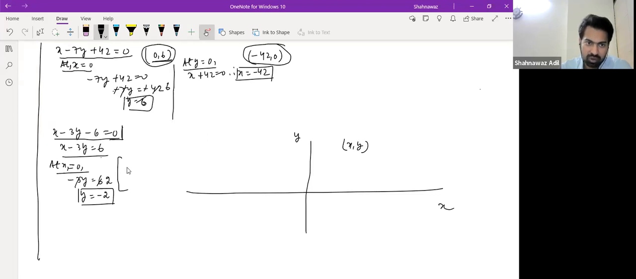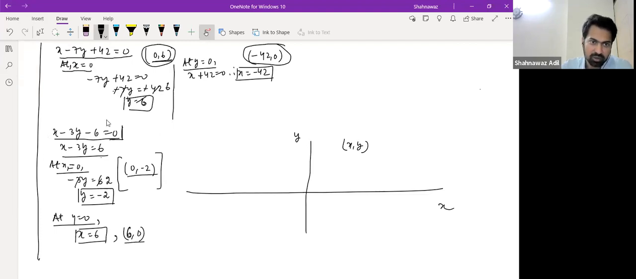0, minus 2. 0, okay. Comma minus 2. 0, yes, absolutely right. And we have to find that y equals 0. So y is 0, so x is 6. Right, so the coordinate point is 6, 0. So now we know the coordinate point for this line also.